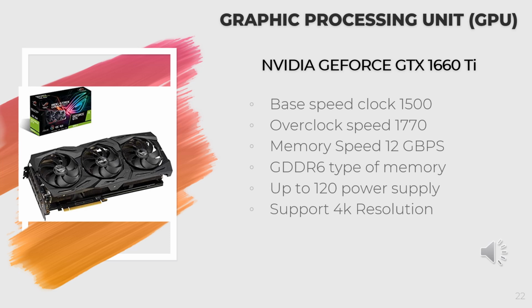For the GPU or graphic processing unit, the GPU that has been used is NVIDIA GeForce GTX 1660 Ti, which is from Asus. The base clock for this GPU is around 1500, and the overclock speed is up to 1770. The memory speed of the GPU is up to 12 gigabit per second.